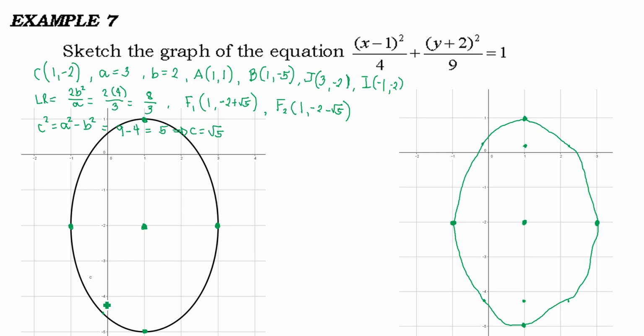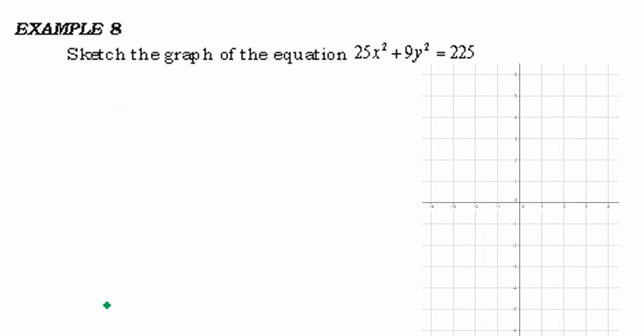Now, let's have the last example. Sketch the graph of the equation 25x squared plus 9y squared equals 225. Now, in this case, hindi pa siya naka-standard form. Let's make this one a standard form. To make it a standard form, then we have 25x squared plus 9y squared equals 225. Let's divide both sides by 225. Kasi di ba dapat the right side would be equal to 1.